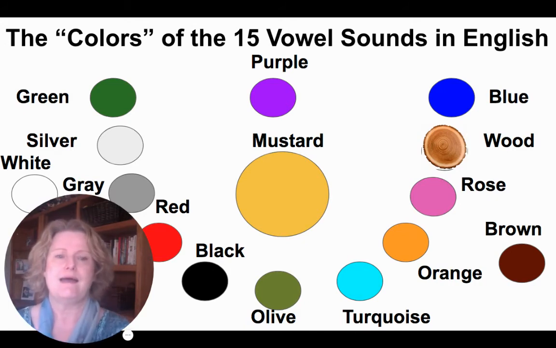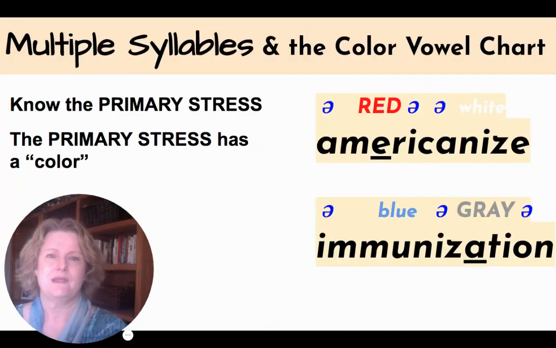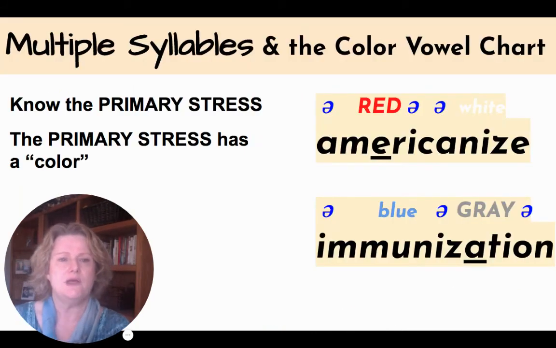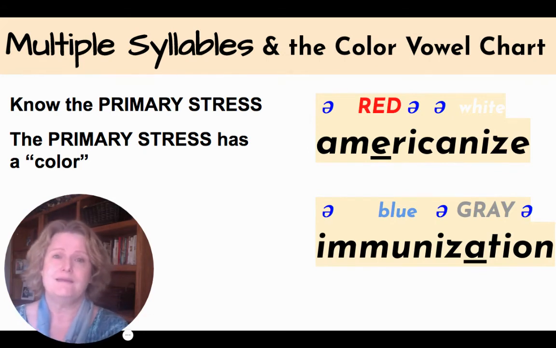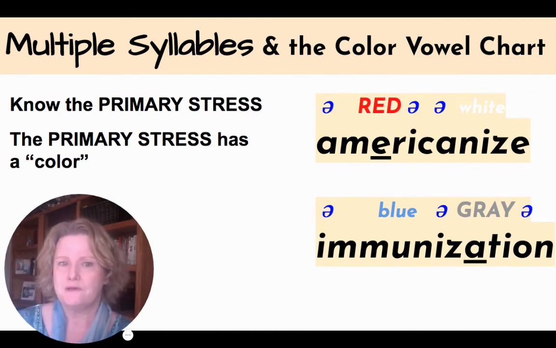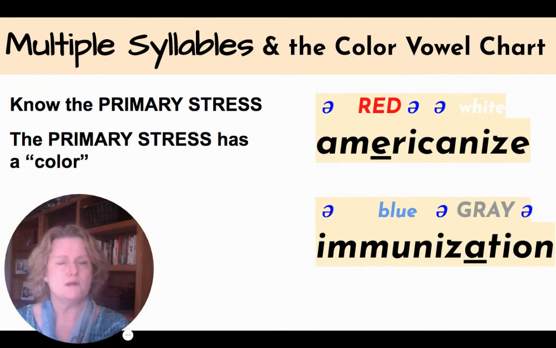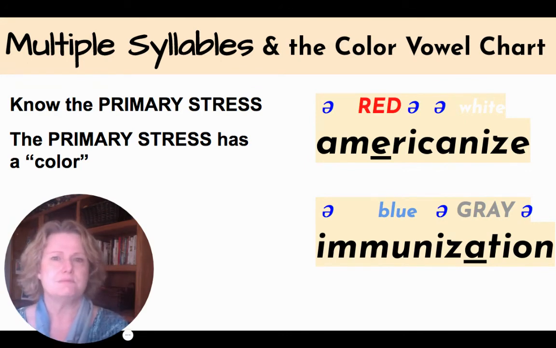Brown. Ow. Now, how do you know? If you have a long word with many vowels in it, how are you going to keep track of which one? Are you going to keep track of 5 different colors? That would be really hard. But the way the color vowel works so well in English is you mostly need to know where the primary stress is. That one vowel sound that has the big stress.